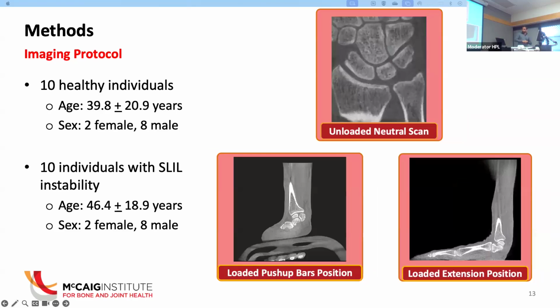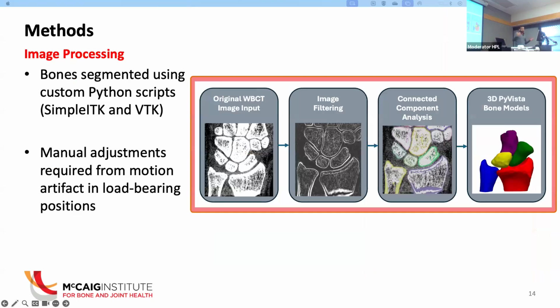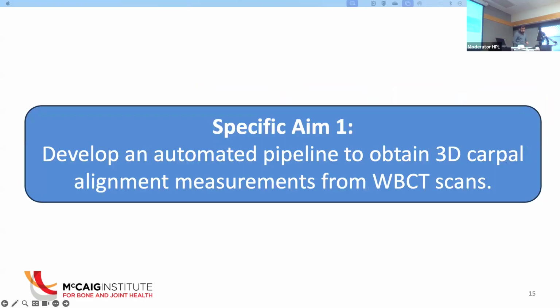So just to help visualize this again, here's some CT scans. On that bottom row here, you see that push-up bar position where they're gripping onto a plastic push-up bar. And then on the right-hand side, that wrist is in extension. So it's just a quick look at the segmentation technique that we use to develop 3D bone models. This process did require some manual adjustments after the connected component analysis, both for the narrow bone widths in the carpal bones, as well as some of the motion artifact that did occur in some of those load-bearing positions.